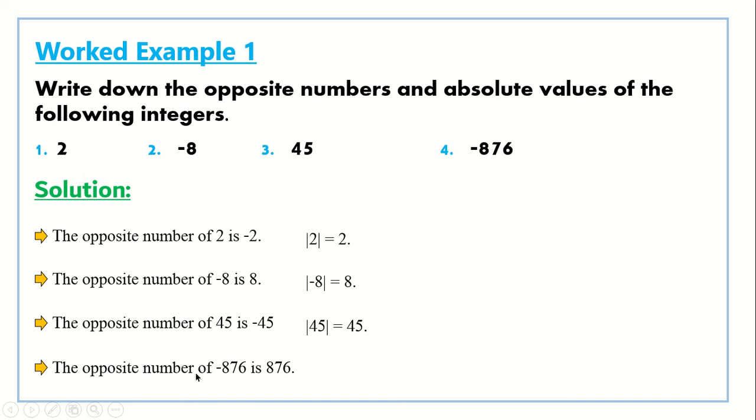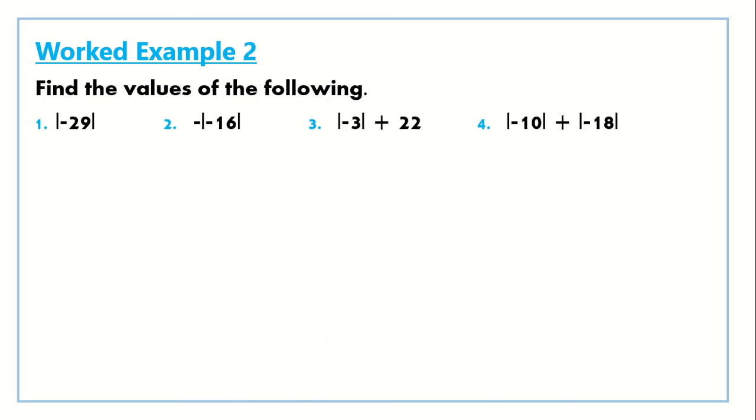The opposite number of -876 is 876, and the absolute value of -876 is 876. Now, this example, I believe, has made you understand the difference between opposite numbers and absolute values of integers. Okay? Let's look at another example.